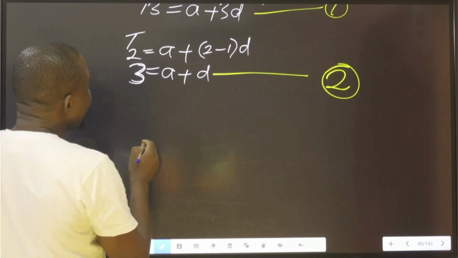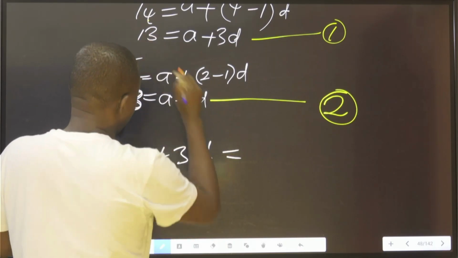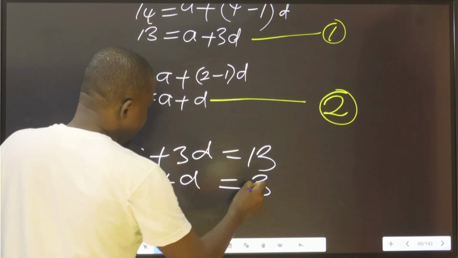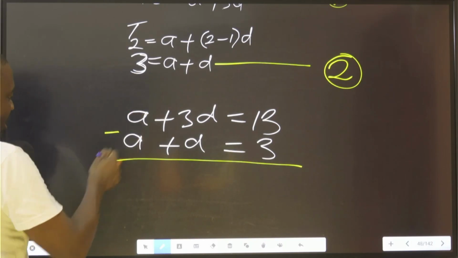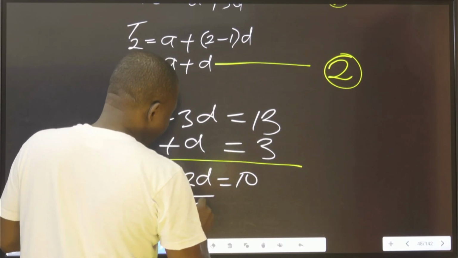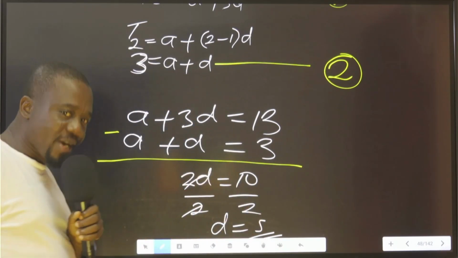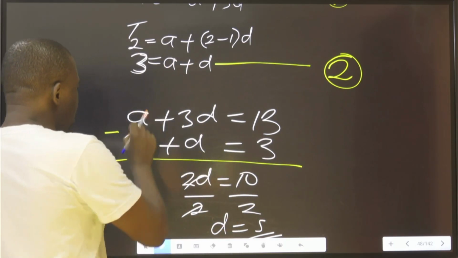So from here now, we can rewrite this as a plus 3d equals 13, and a plus d equals 3. We are going to say this minus this will strike out a. This will give us 2d equals 10. Divide both sides by 2. You agree with me? d equals 5.